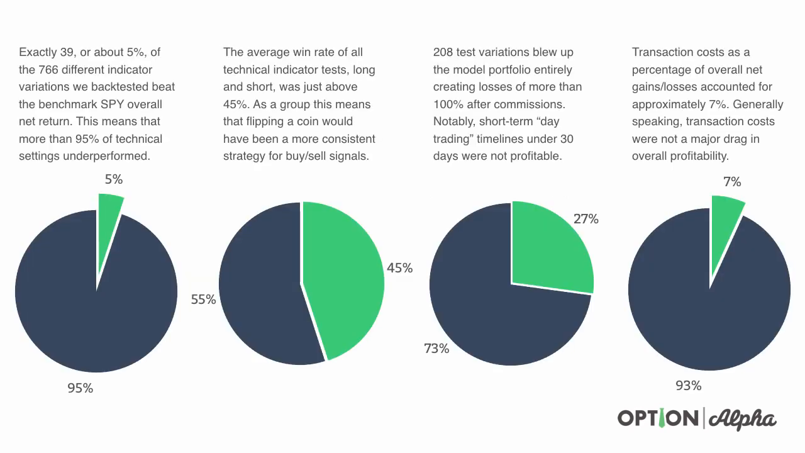The 4 key numbers that we're going to go over here are the following. One is that exactly 39, or about 5%, of the 766 different long indicator variations that we backtested beat the S&P 500 benchmark net return. This means that 95% of the technical analysis indicators that we tested underperformed the market.